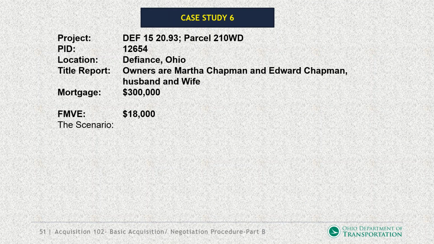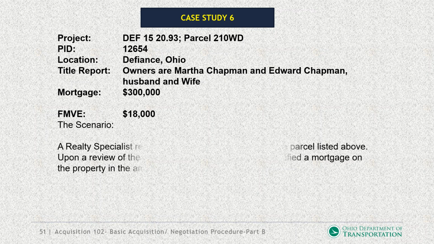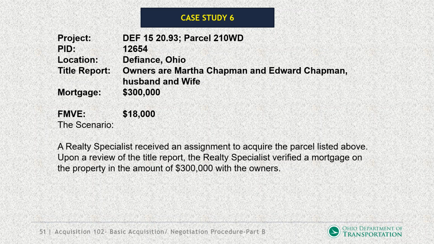Here we're looking at another project out of the Defiance 15. Defiance, Ohio. We're looking at Martha Chapman and Edward Chapman. They have a mortgage of $300,000, FMVE at $18,000. A realty specialist received an assignment to acquire the parcel listed above. Upon a review of the title report, the realty specialist verified a mortgage on the property in the amount of $300,000 with the owners.